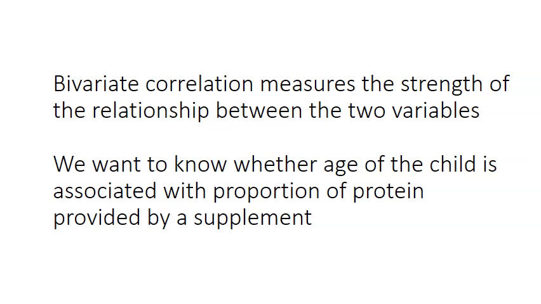So the last thing we're going to talk about is a correlation. A bivariate correlation gives you information about whether two variables are related to each other. So what we're going to ask here is we want to know if the age of a child is associated with the proportion of protein provided by a supplement. Maybe younger kids have an easier time drinking the supplement compared with the older teenagers who are going through puberty and eat no matter what. Who knows? So that's what we're going to ask, if these things are related to each other at all.